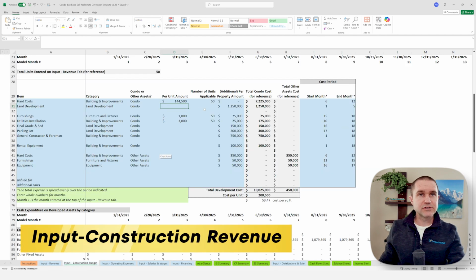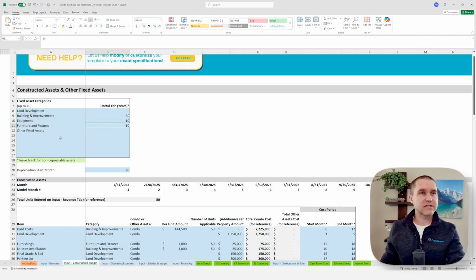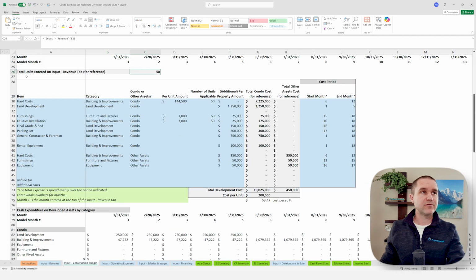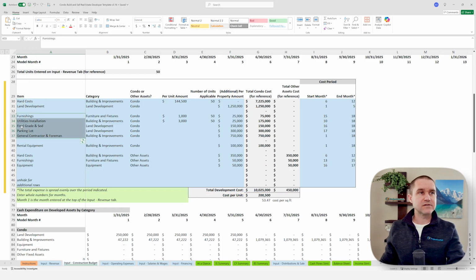Let's look at construction budget here. So you can set up some different fixed asset categories. We've already got those set up for you. This is piping in from the other tab that there are 50 units. Now you can set up things like hard costs, land development, and then furnishings, utilities, final grade and sod, parking lot, all the different things that you're going to need into the total development or total construction costs.